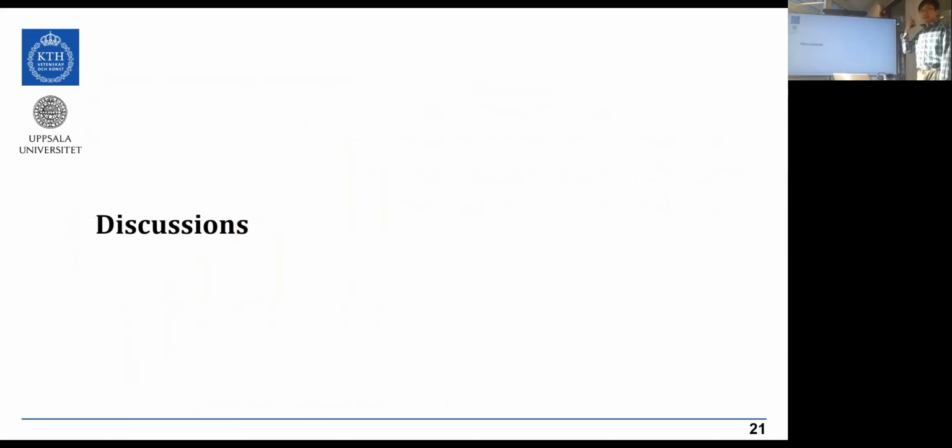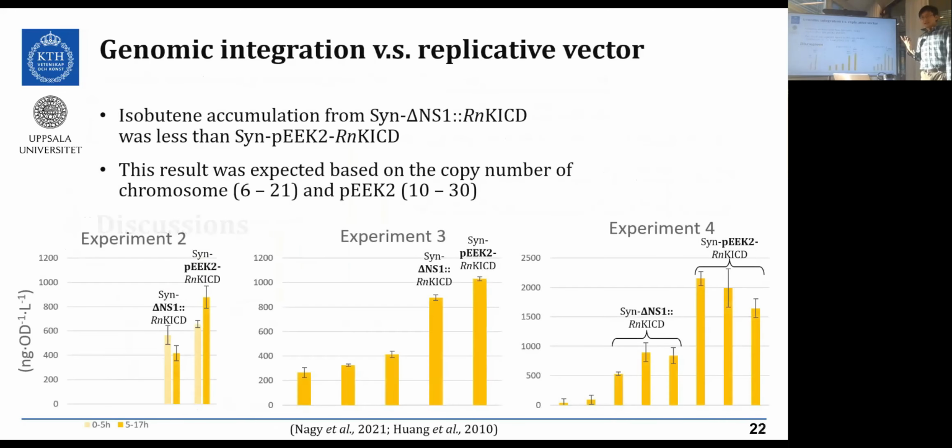So finally, discussions. The first thing to discuss is the performance of genomic integration versus the replicative vector. From all the experiments, it is obvious that the isobutene accumulation from the NS1 integrated strain is less than the PIC2 strain. This result was kind of expected based on the copy number of the chromosome in the system, which is lower than PIC2.